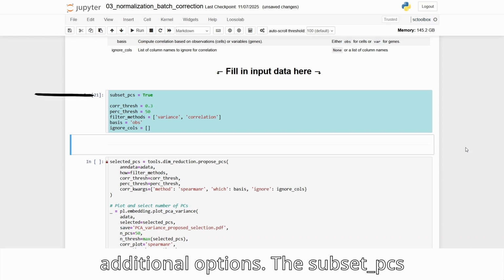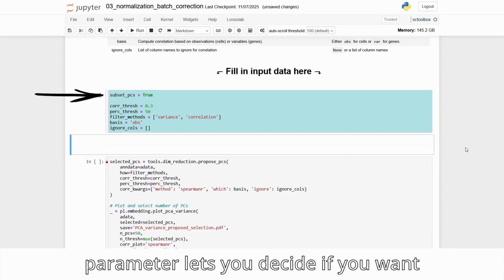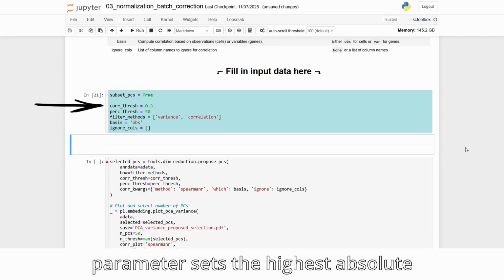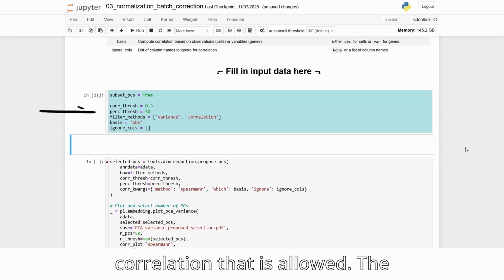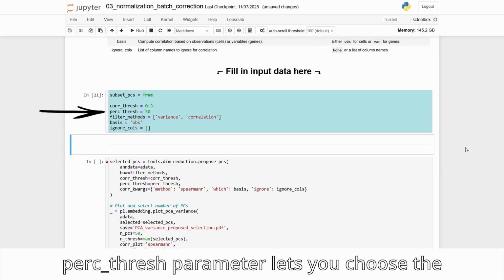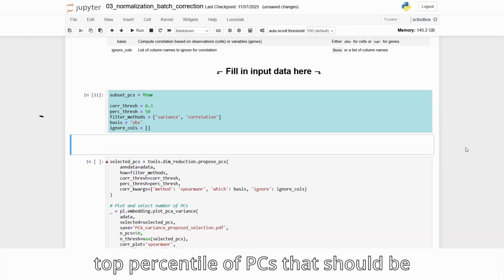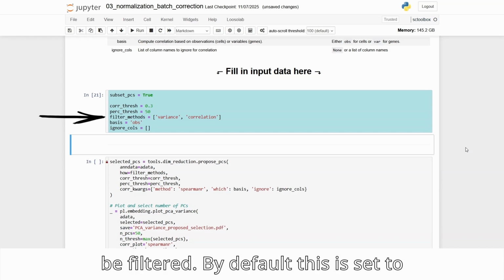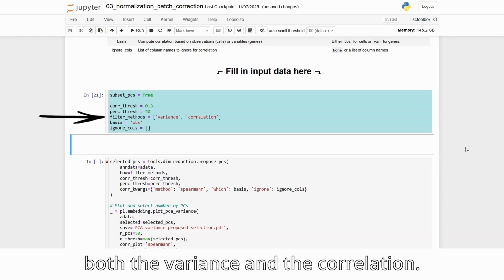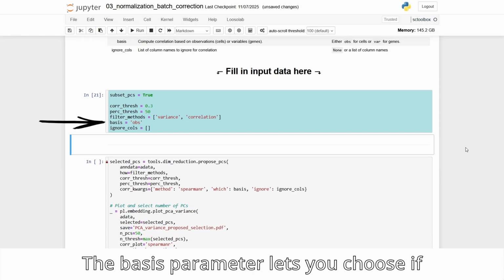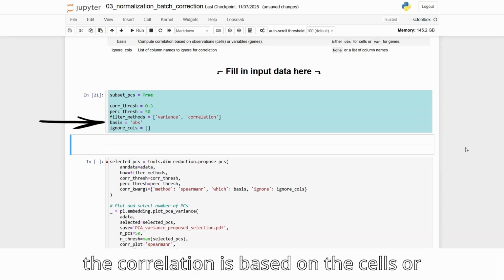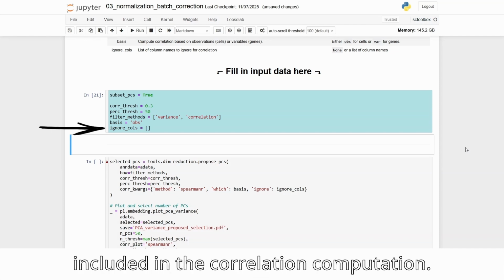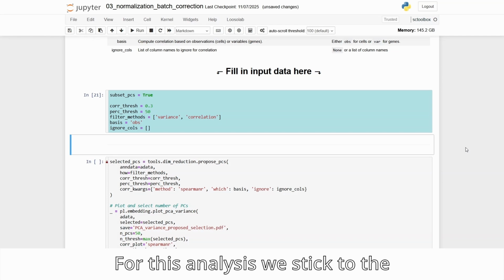The subset_PCS parameter lets you decide if you want to remove any PCs or if you want to keep all. The CORR_thresh parameter sets the highest absolute correlation that is allowed. The perc_thresh parameter lets you choose the top percentile of PCs that should be kept. The filter_methods parameter expects a list on which the PCs will be filtered. By default, this is set to both the variance and the correlation. The basis parameter lets you choose if the correlation is based on the cells or the genes. With the ignore_calls parameter, you can set columns that should not be included in the correlation computation. For this analysis, we stick to the default parameters.